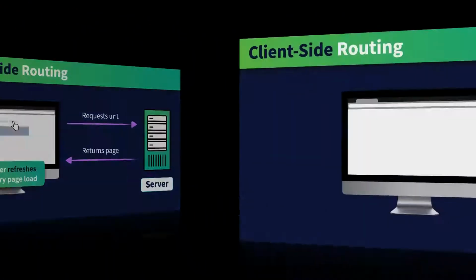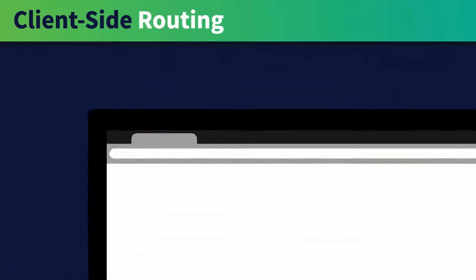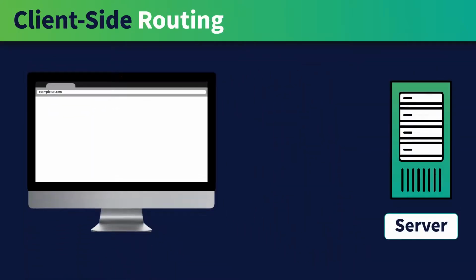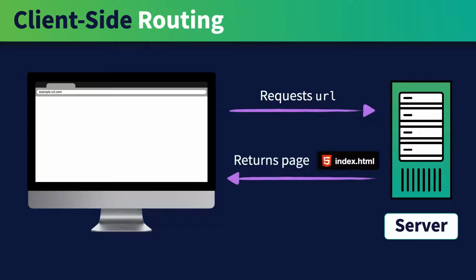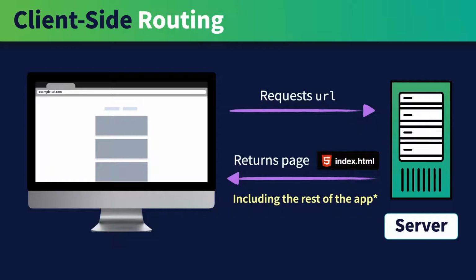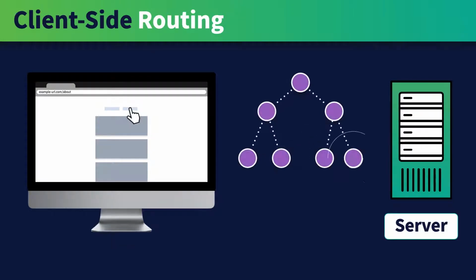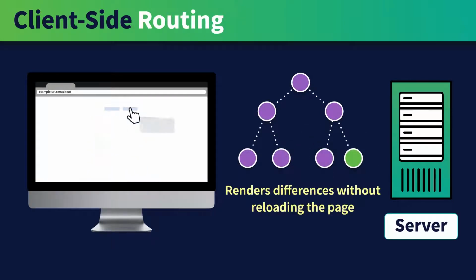On the other hand, client-side routing looks a bit different. When the user types in the URL, the browser is going to request that URL, and in this case, the server returns that page, specifically index.html, which we'll touch on in just a minute, and it sends along with it the rest of the app. And because the app already has all of the code that it needs within the browser, Vue, with the help of Vue Router, compares and then renders the differences without ever having to reload the page.